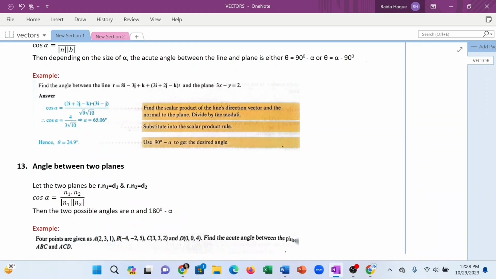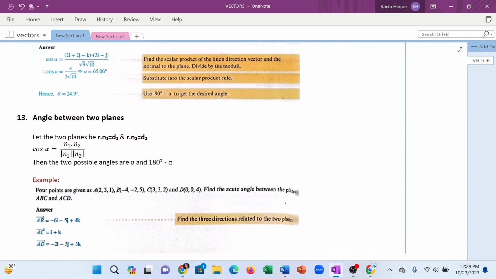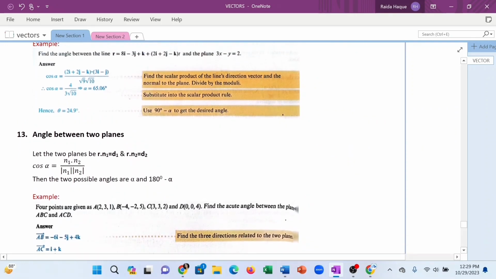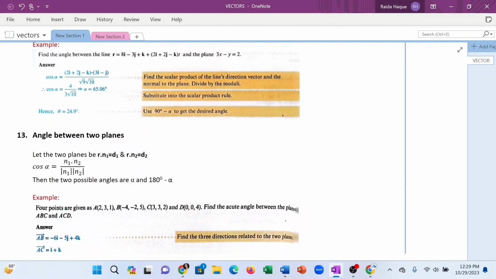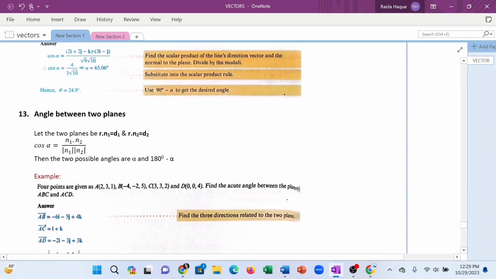I hope by now you have all been able to solve the sum. If you haven't, no worries at all, because I will be explaining it to you right now. So first, what we did over here is find AB and AC so that we can find the equation of the plane ABC. Then you already have AC, you can find AD, and doing the cross product of AC and AD, you can find the normal of plane ACD. So let's see what they have done.